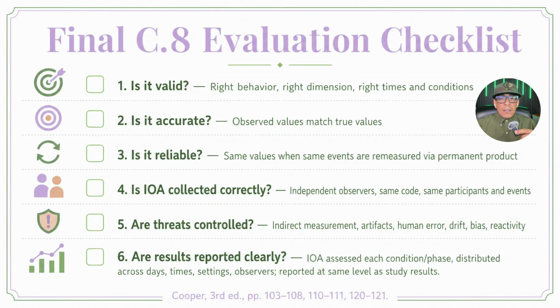Recap: for C8, valid measurement means the procedure directly measures the socially significant target behavior, the relevant dimension, and representative conditions and times. Accurate measurement means observed values match true values, and reliable measurement means repeated measurement of the same event yields the same values. To evaluate measurement procedures, check for threats to validity, accuracy, and reliability. Assess accuracy whenever possible. Use reliability when true values are unavailable. Use reliability and use IOA to increase confidence in the believability of the data.